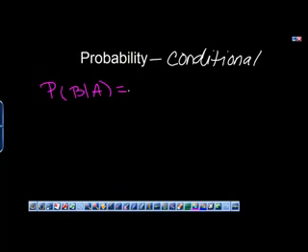So again, similar to just looking at one event, now we're looking at one event conditional on another event. Probability of event B given event A has already happened. Let's look at an example.